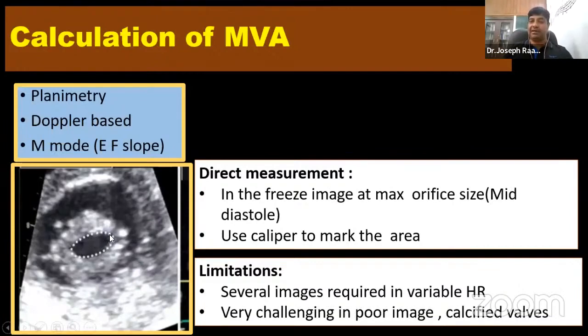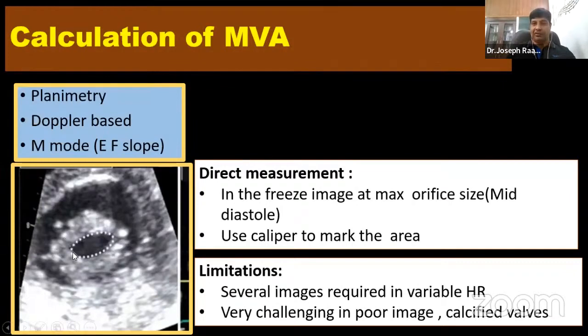This will immediately give you the mitral valve area. So once you know that, you know about the severity, whether it is more than 2 or less than 1.5, less than 1 or 0.75. So based on that, you can assess your severity. This is called the planimetry method.